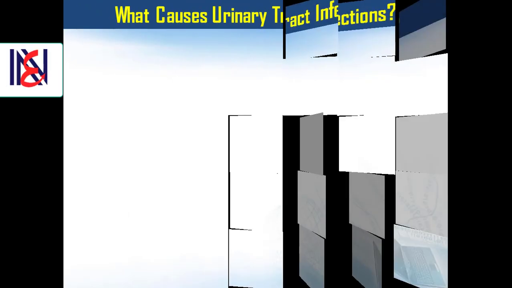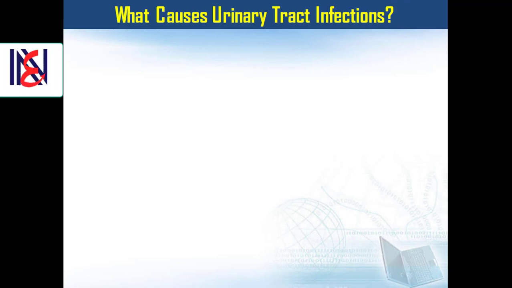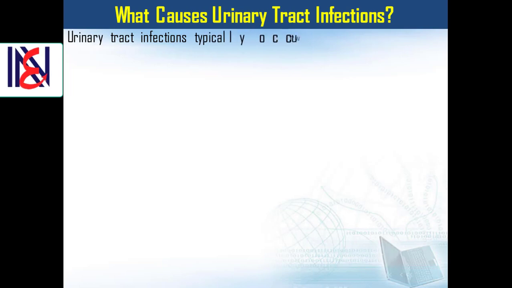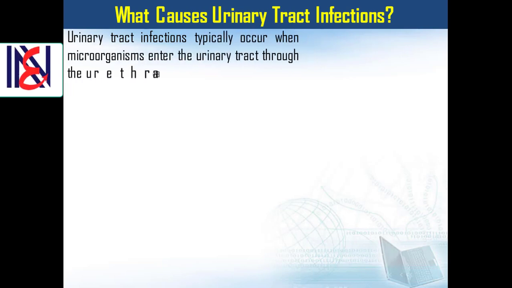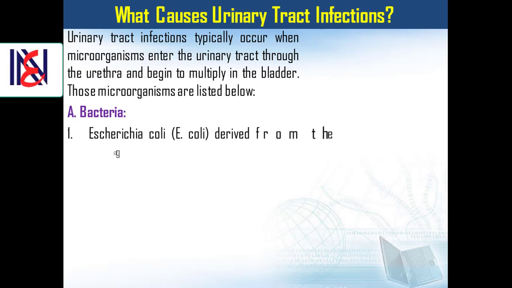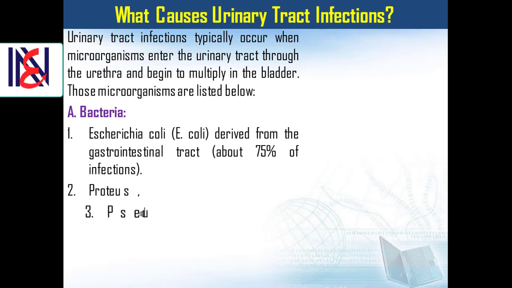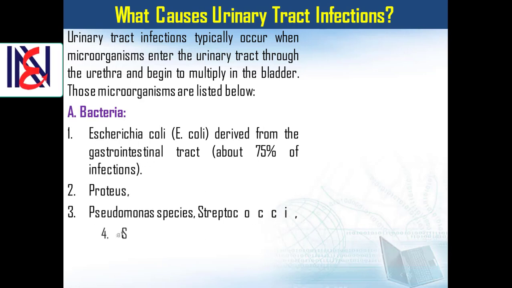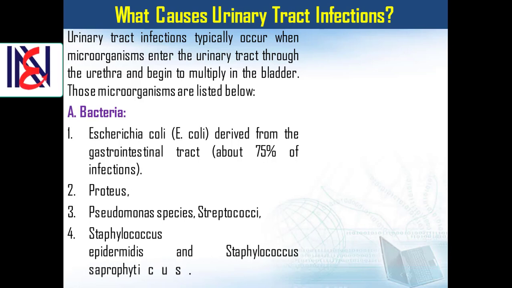What causes urinary tract infections? Urinary tract infections typically occur when microorganisms enter the urinary tract through the urethra and begin to multiply in the bladder. Those microorganisms are listed below. A. Bacteria. It includes the followings. 1. Escherichia coli, E. coli, derived from the gastrointestinal tract, about 75% of infections.